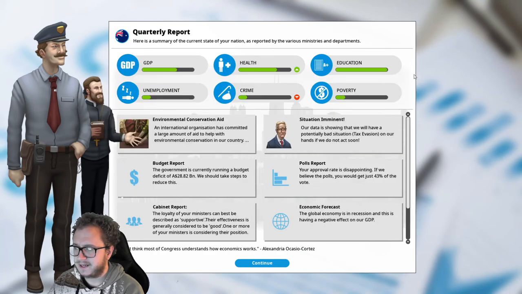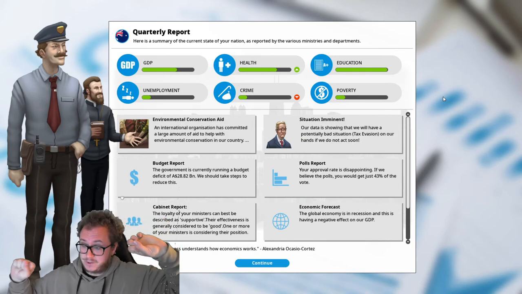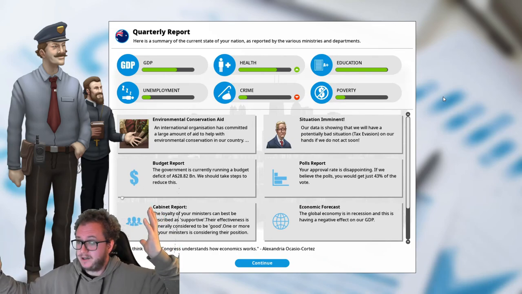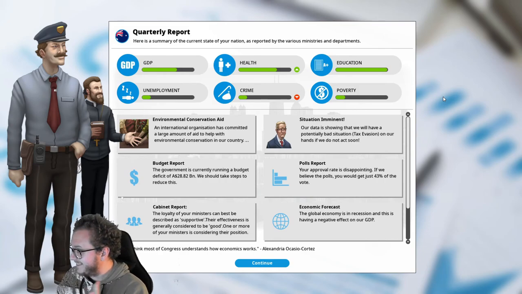So that leaves us with our new cabinet. Right. So we're in a coalition with the Patriotic Alliance. We've got the wrong name. I need to figure out how to change that. And I'll give that a go.